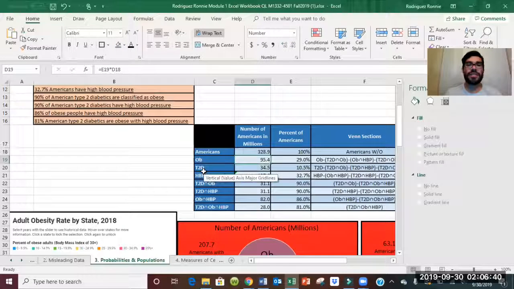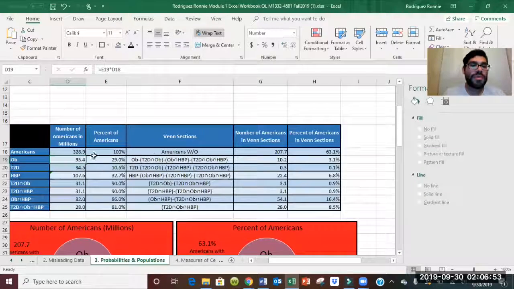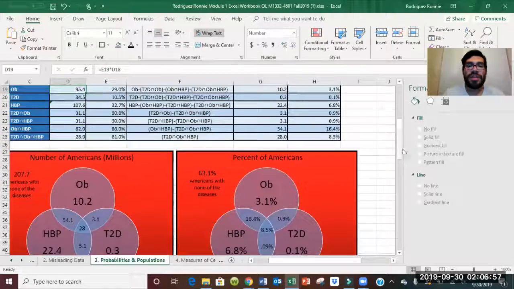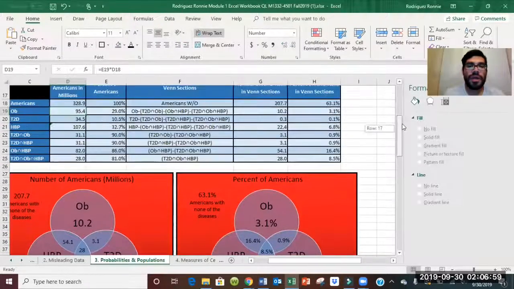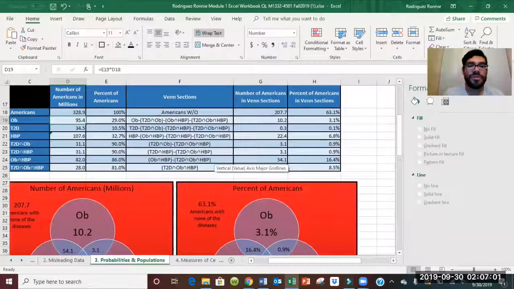And over here you can see this is type 2 diabetes, obesity, high blood pressure. That little loop, that's type 2 and obesity, type 2 diabetes, and high blood pressure. And this one here has all three. Once we got those numbers, we were able to figure out in Venn sections, because we were doing a Venn diagram, and calculate the totals of everything.